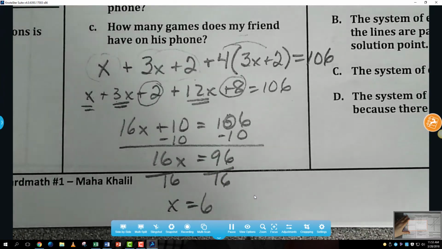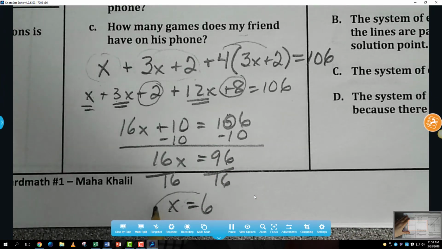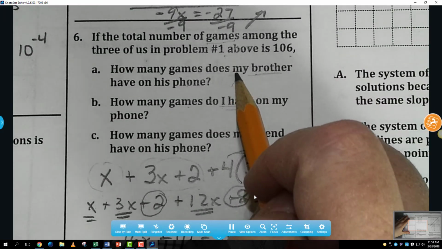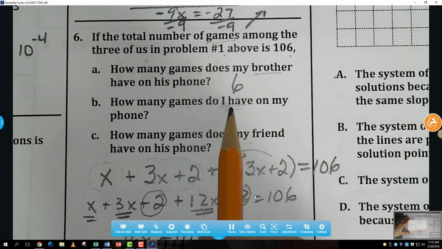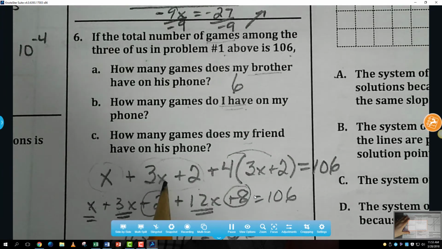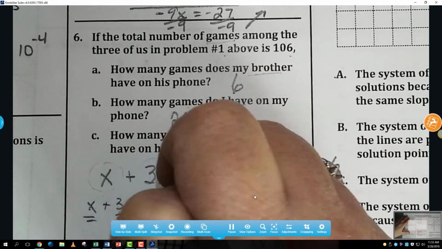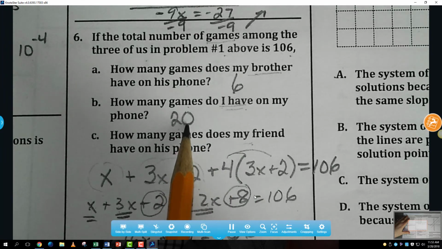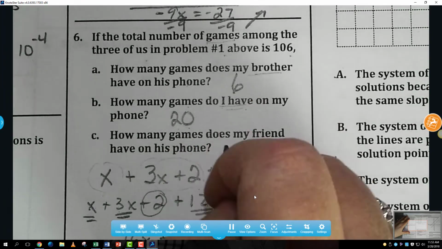Okay, so what does that answer? This answers what x is. X was the brother. So the brother has 6. How many games do I have? Well, I had 3 times as many as the brother and 2 more. So 3 times 6 is 18, 19, 20. So I have 20. How many does the friend have? The friend has 4 times as many as me. So 4 times 20 is 80.